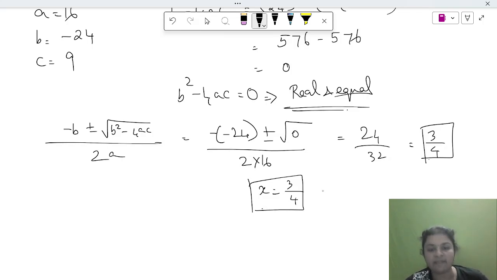So both values will be the same value, 3 by 4, 3 by 4. Real roots, equal roots.